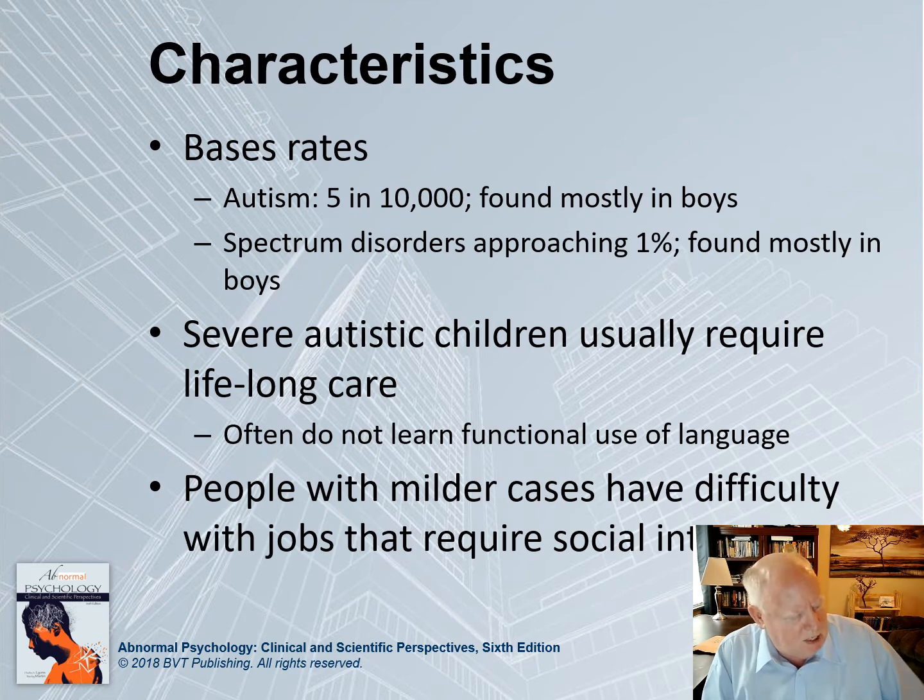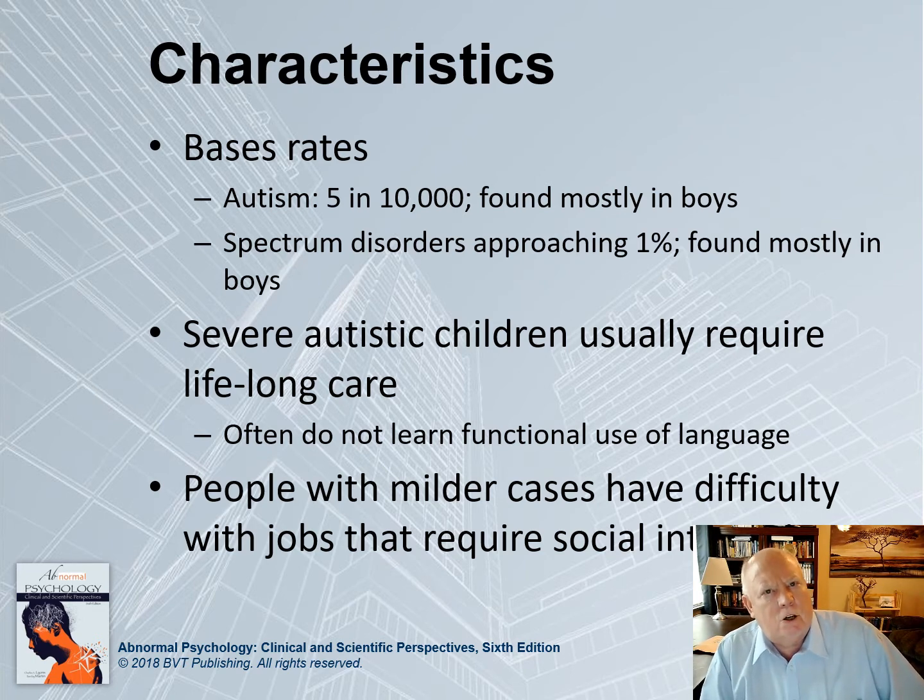The spectrum disorder, the other end, the Asperger's syndrome, occurs much more frequently. The best estimate is about 1%, but that's not a great estimate because we don't have very good samples that were randomly selected from the population. Again, they're mostly boys, although girls are represented more in this lower end of the spectrum than in the high end, where we have the very severe disorder.